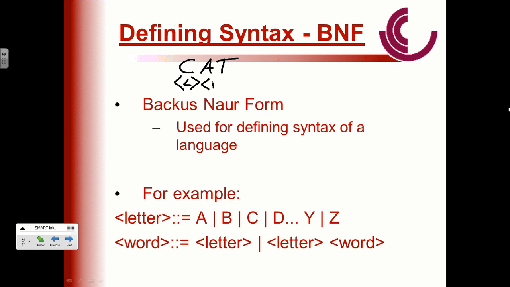Is it followed by a word? Well, it might be. So that C is definitely a letter. If at is a word, then it passes the test. Is at a word? Well, we'll have a look. At might be a word if it's a letter followed by a word.